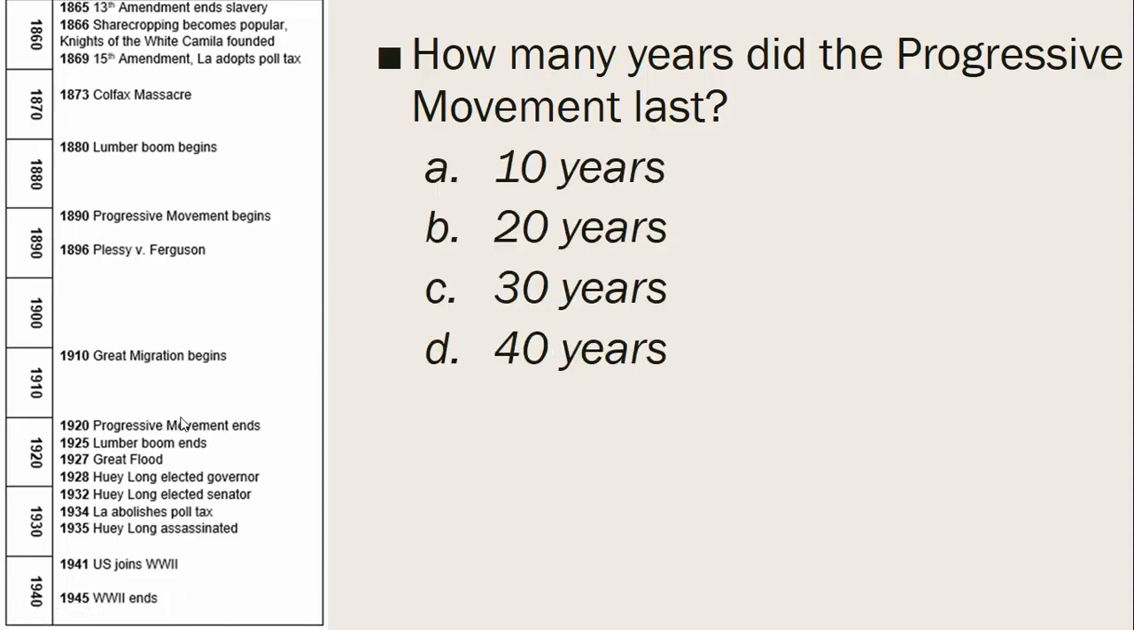And let's review. So how many years did it last? It lasted for 30 years. 1920 minus 1890 is 30 years.